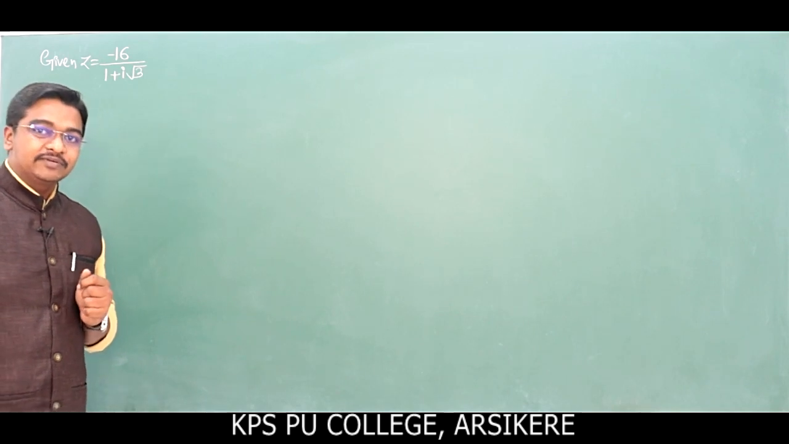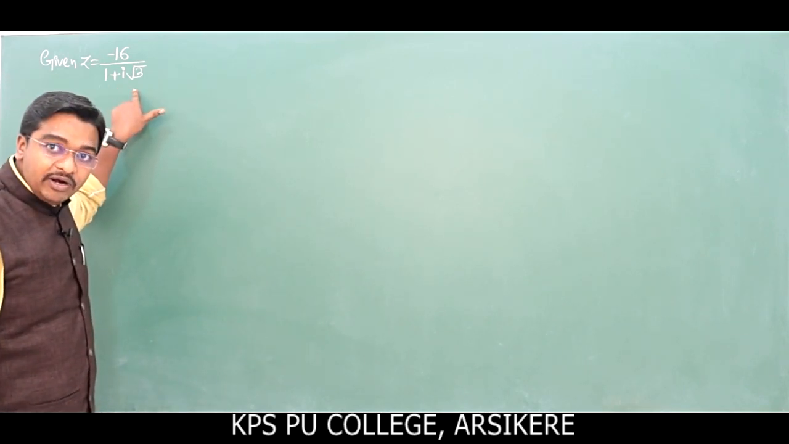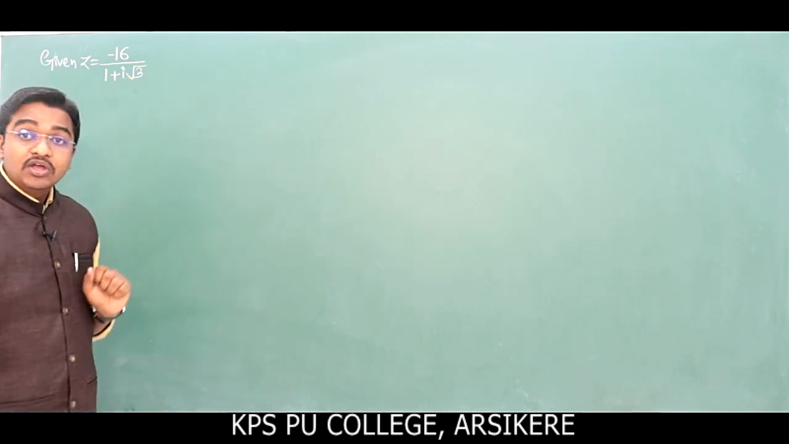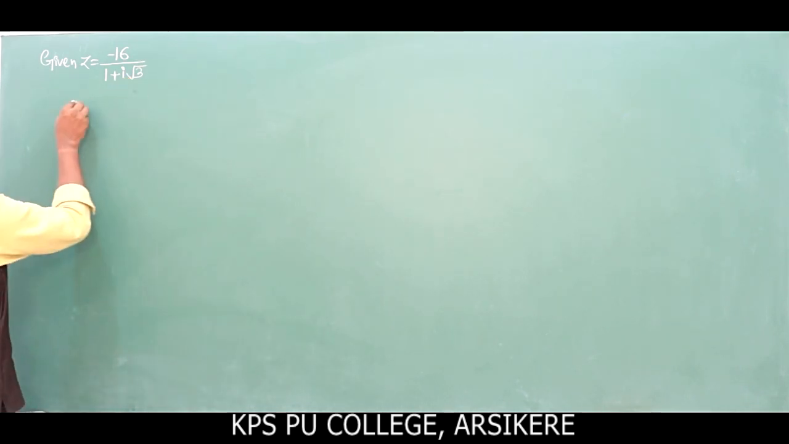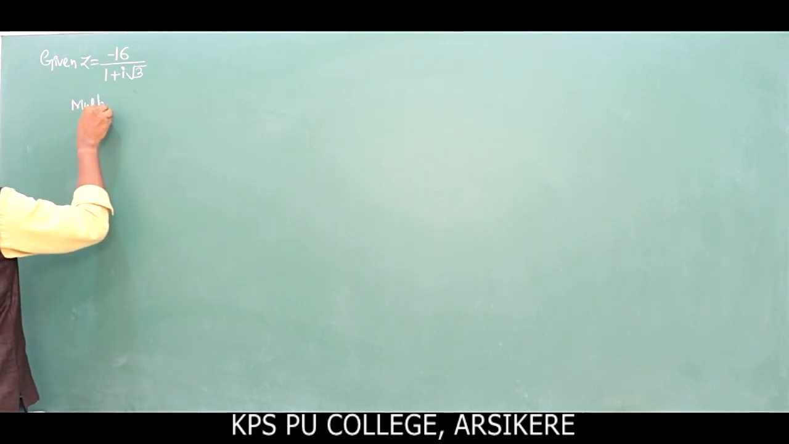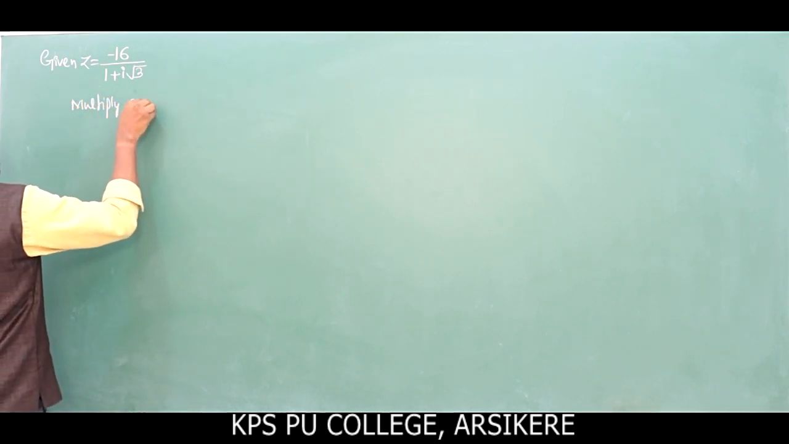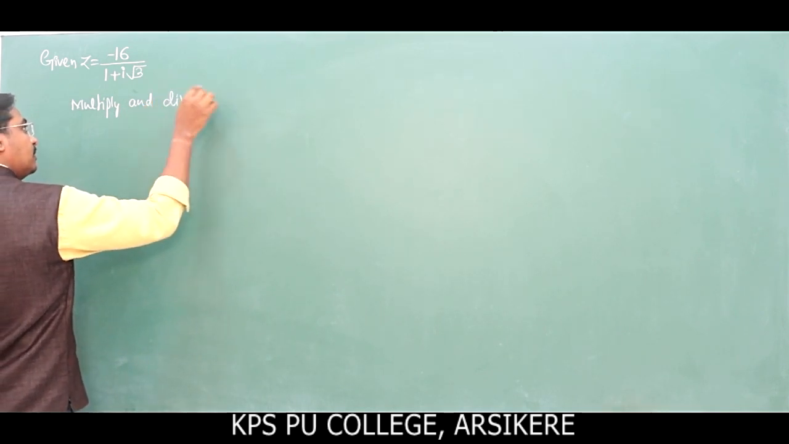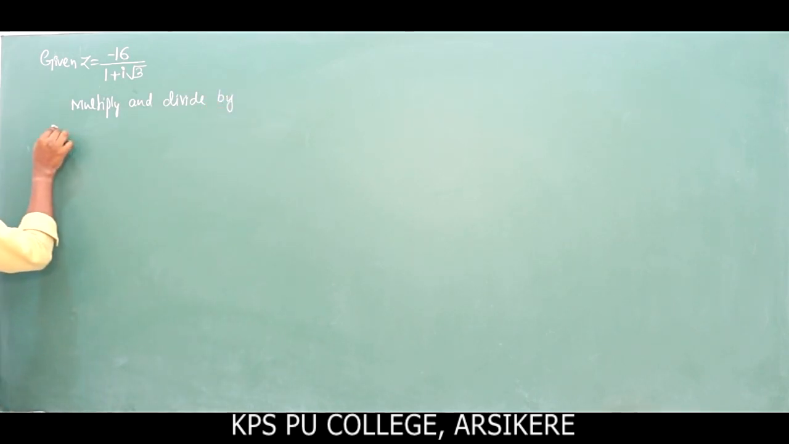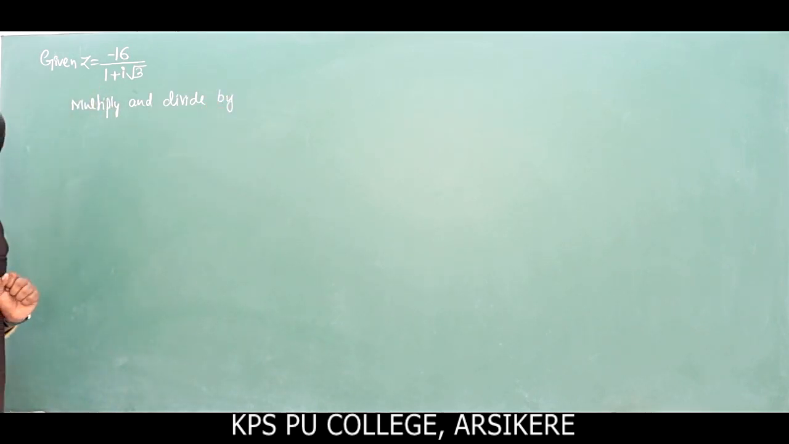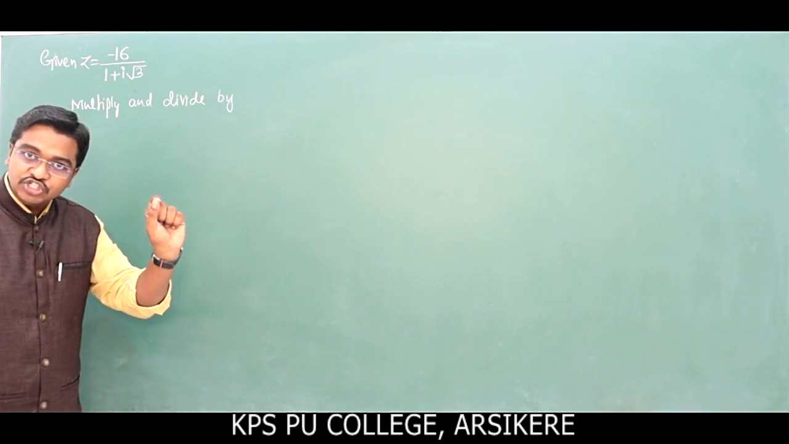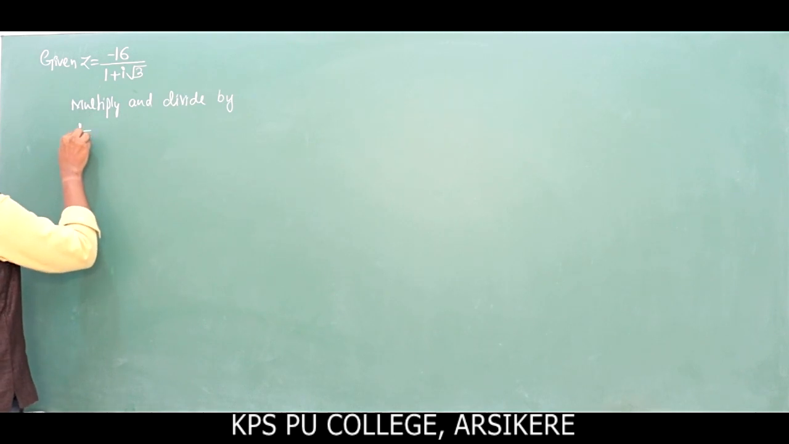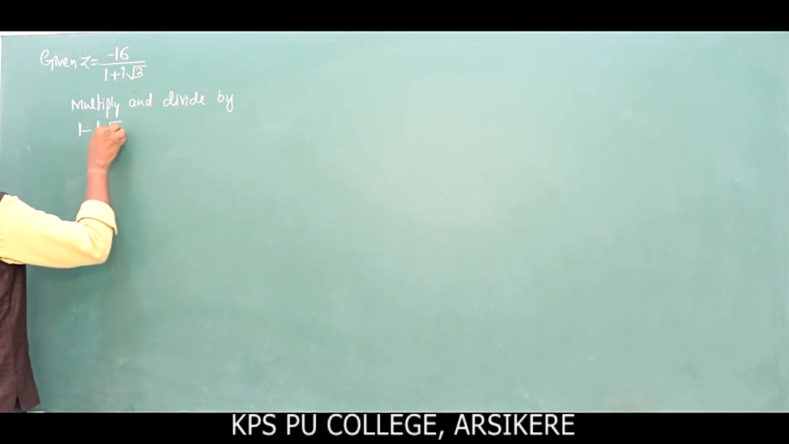How to convert this number? First multiply and divide by the conjugate of the denominator, right? So first multiply and divide by the conjugate of the denominator. What is the conjugate of 1 plus i root 3? Now tell me, conjugate is 1 minus i root 3.